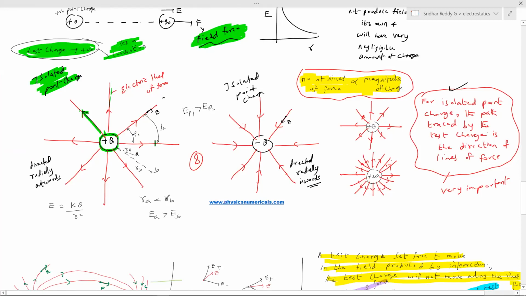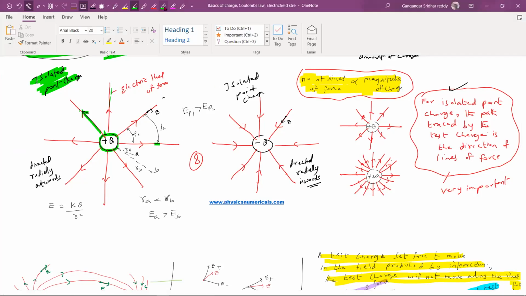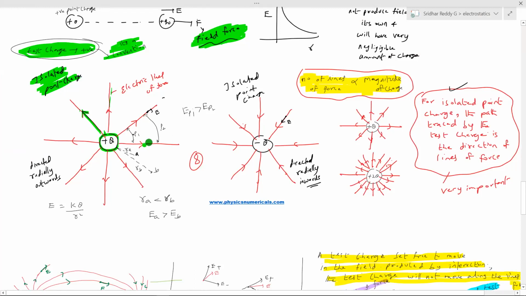Now, if I release a test charge here, in what direction will the test charge move? It will move in this direction. If I release a test charge here, how will it move? It will get accelerated. And what type of motion? Variable accelerated motion, increasing speed, decreasing acceleration. And how will the test charge move? It will move along the lines of force only.